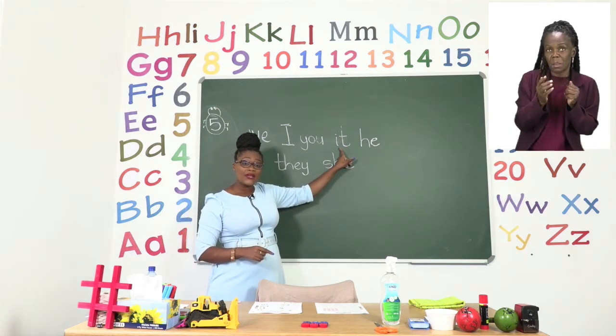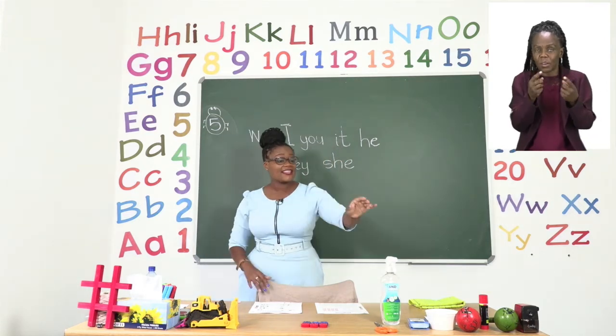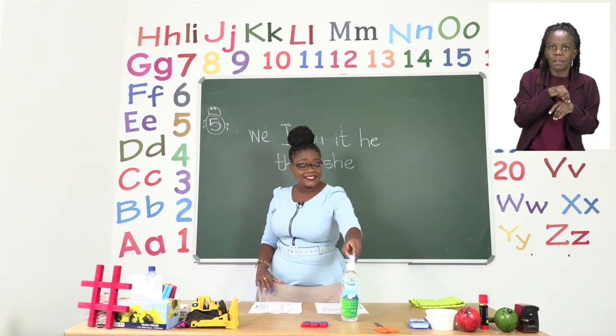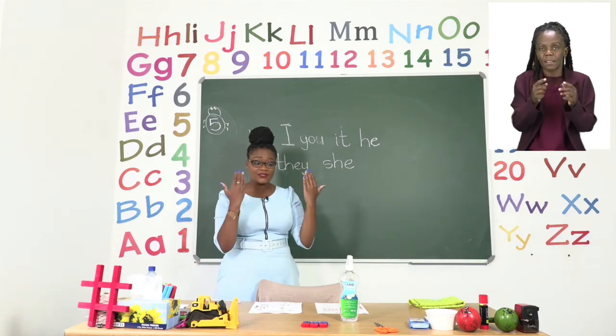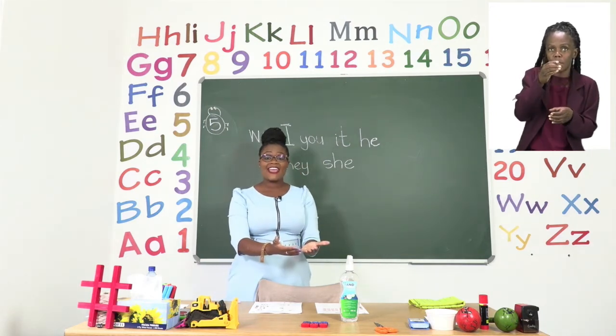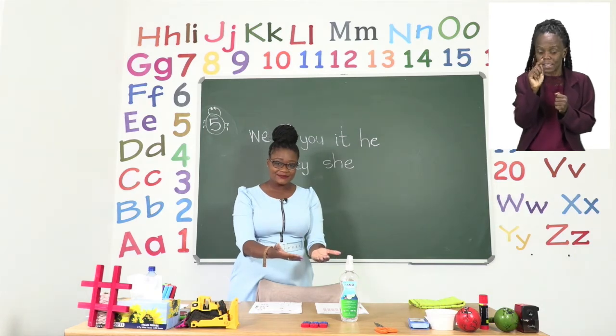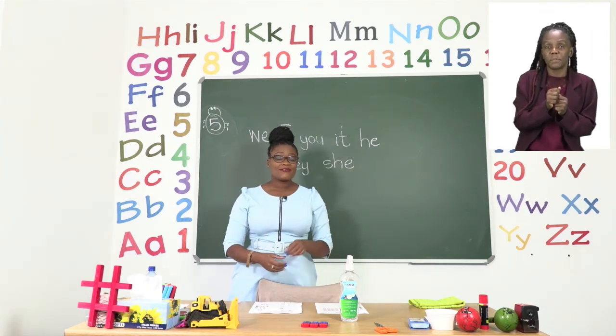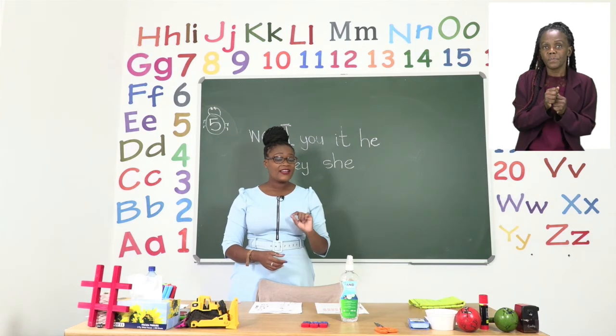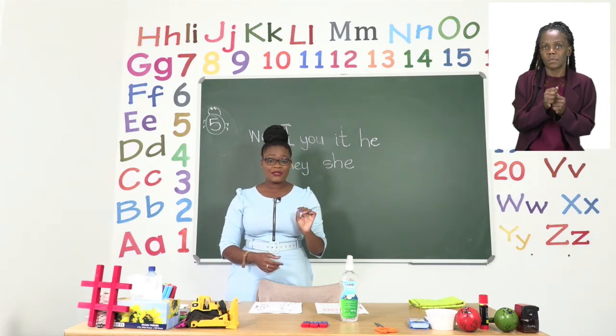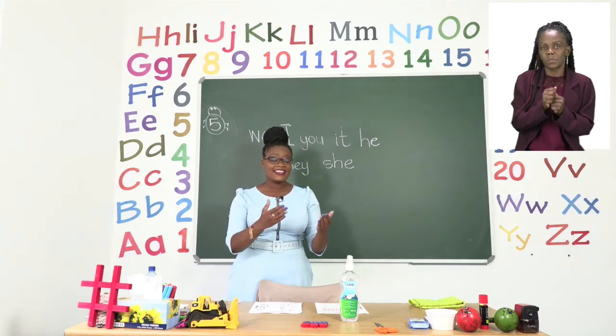The next one is if we are pointing at something or an animal. We point to that thing. In this case, our thing will be the sanitizer, and we are going to point to the sanitizer and say it. It. So, if it is not living or if it is not a human being, we say it.